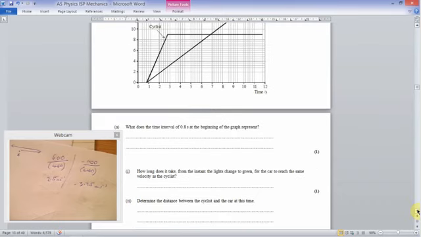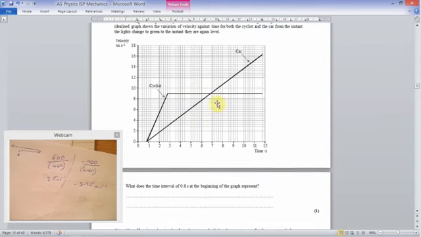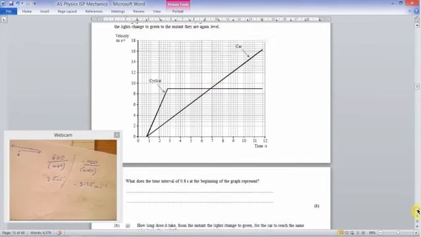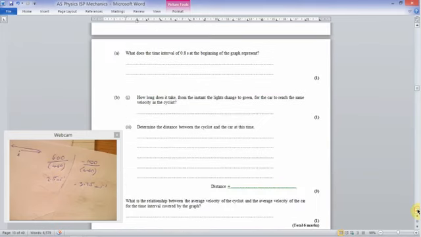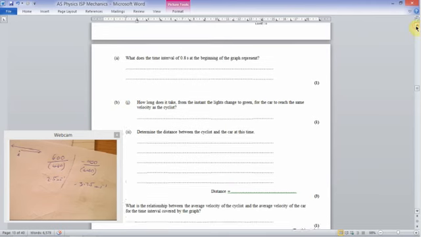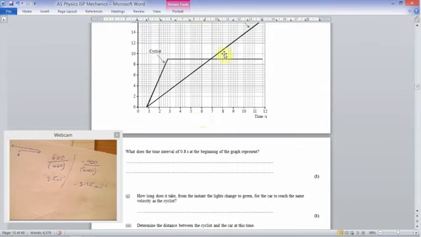How long does it take from the instant the light changes to green for the car to reach the same velocity as the cyclist? Okay, so they're the same velocity at about 6.8 seconds. So your graph will hopefully have a better solid line than mine does there. So about 6.8 seconds. Determine the distance between the cyclist and the car at this time. So to do that, you need to get the area under both graphs. So you need to draw a line down. If you've got the area for the car and the area of the cyclist, then take one away from the other to figure out the distance in between them.